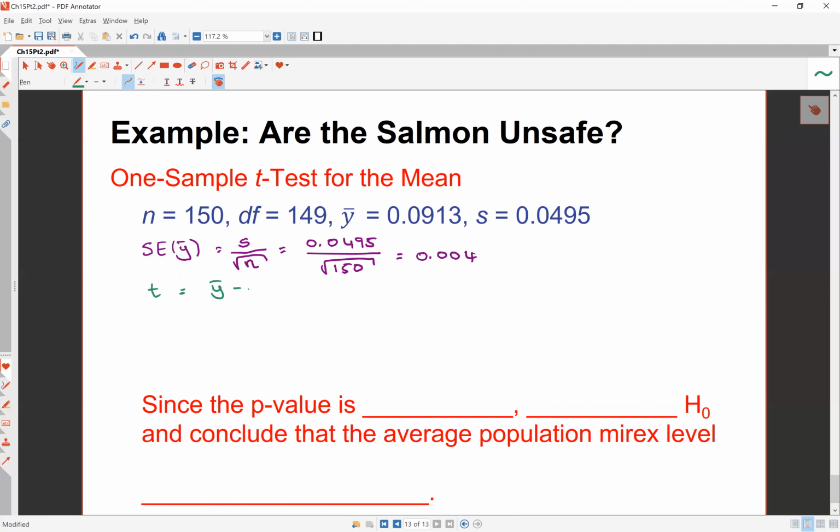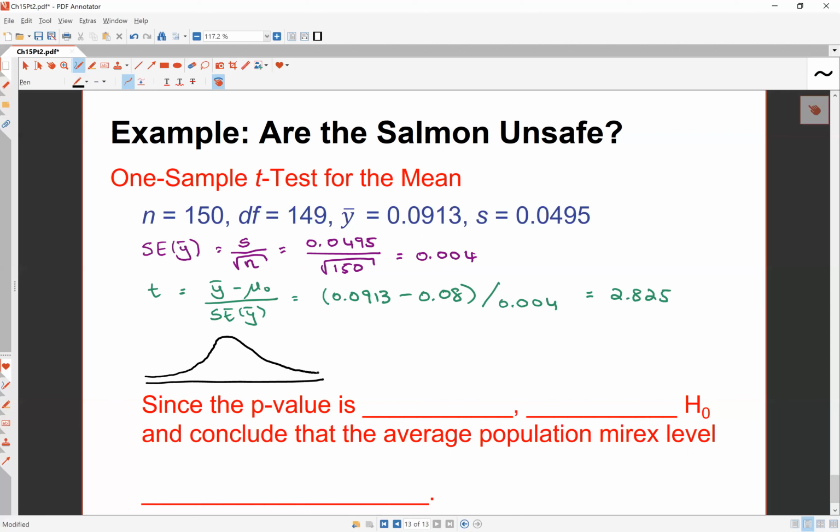Remember, y bar minus mu 0 over the standard error of y bar, which in this case means we're taking our sample average, subtracting the null hypothesis value, and then dividing by the standard error that we just calculated, and this gives us a value of 2.825. Now, for the p-value, we now have to use a t-distribution as a reference.